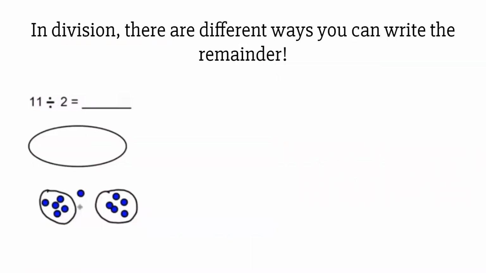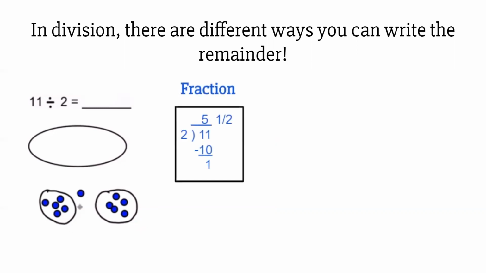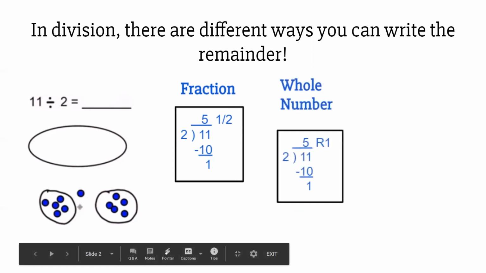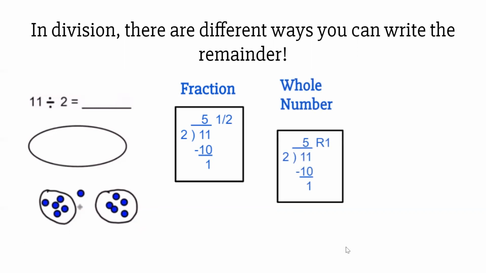We know from the past that there are a few different ways we can write a remainder. If we look at the problem 11 divided by 2, we could answer that with 5.5. We got the 1 in the numerator from what was left over, and the 2 came from the divisor. We can also write the remainder as a whole number, meaning 5R1. 1 is a whole number, so that's why we call it a whole number.